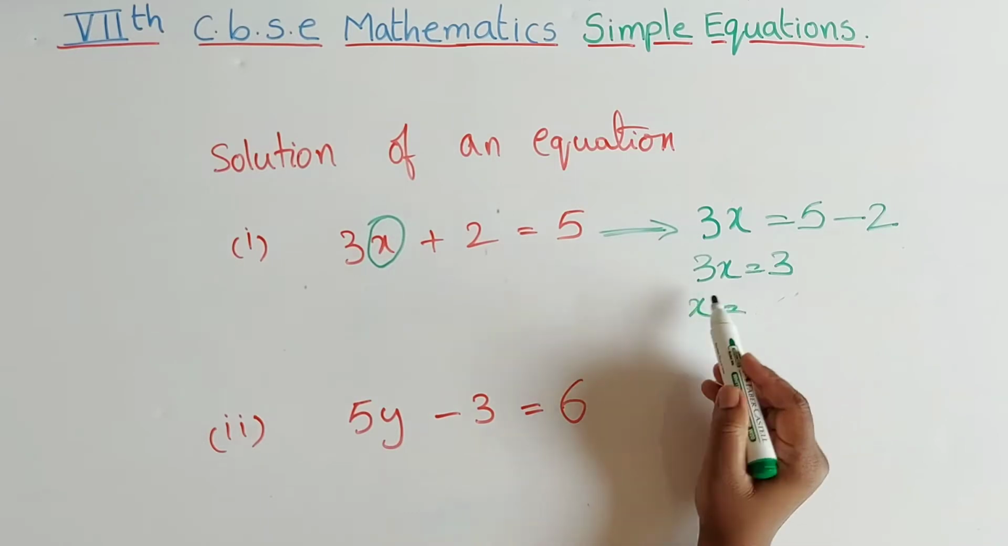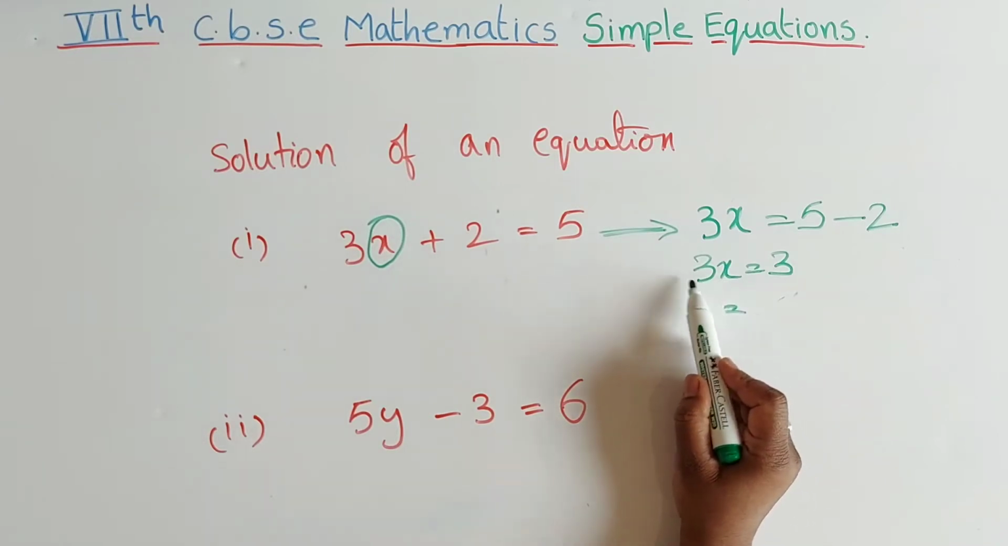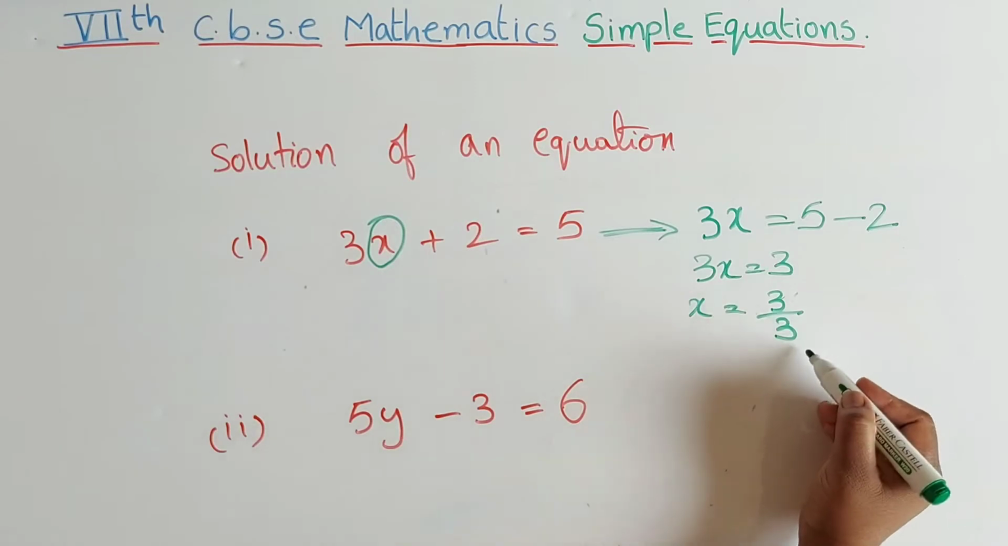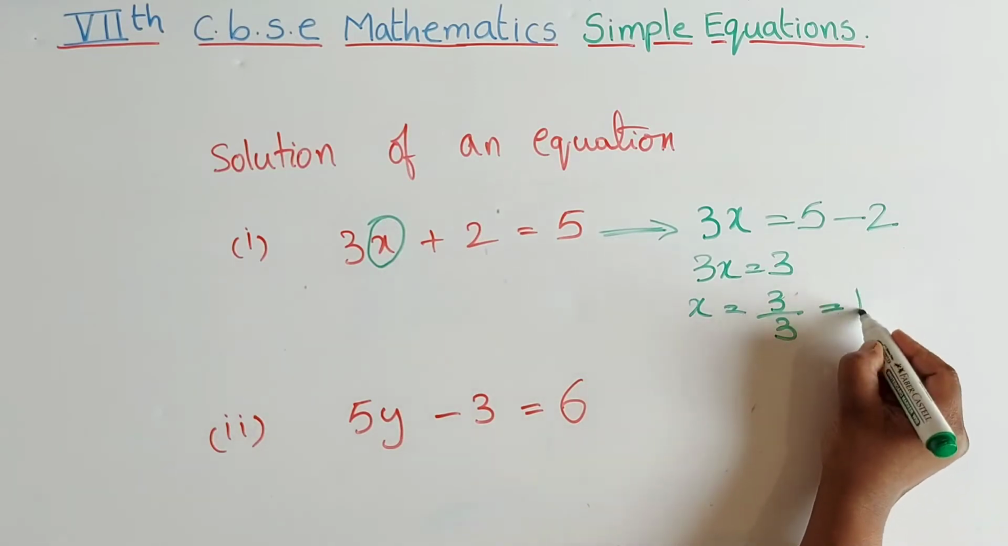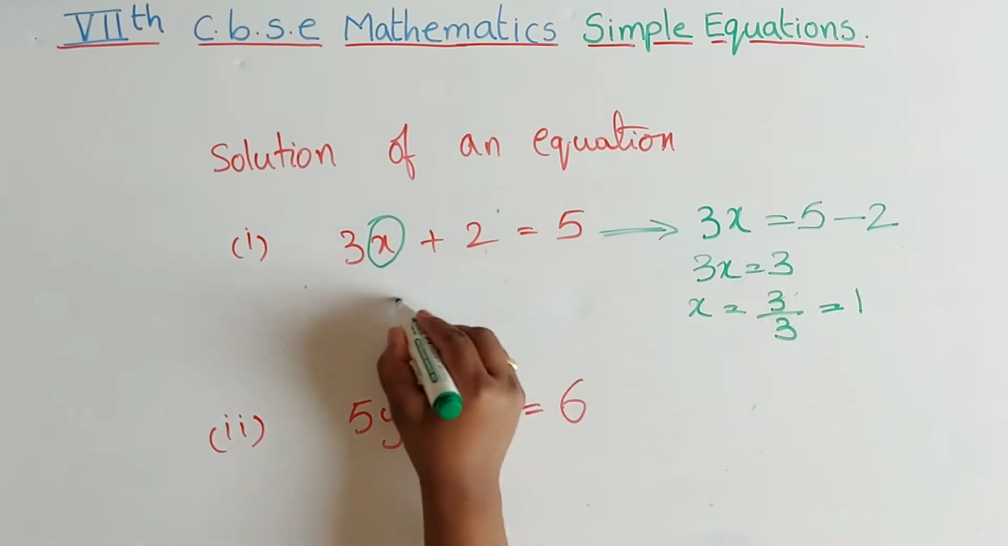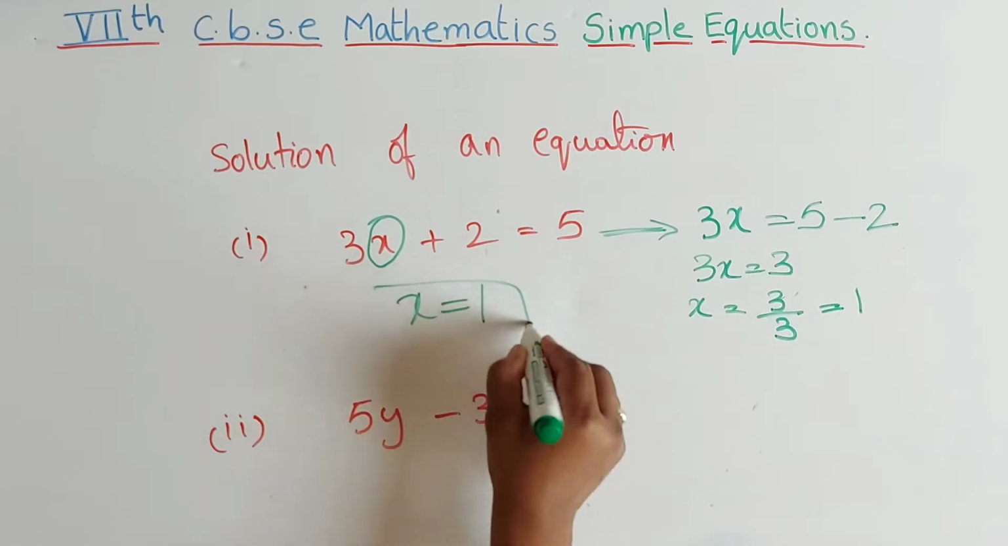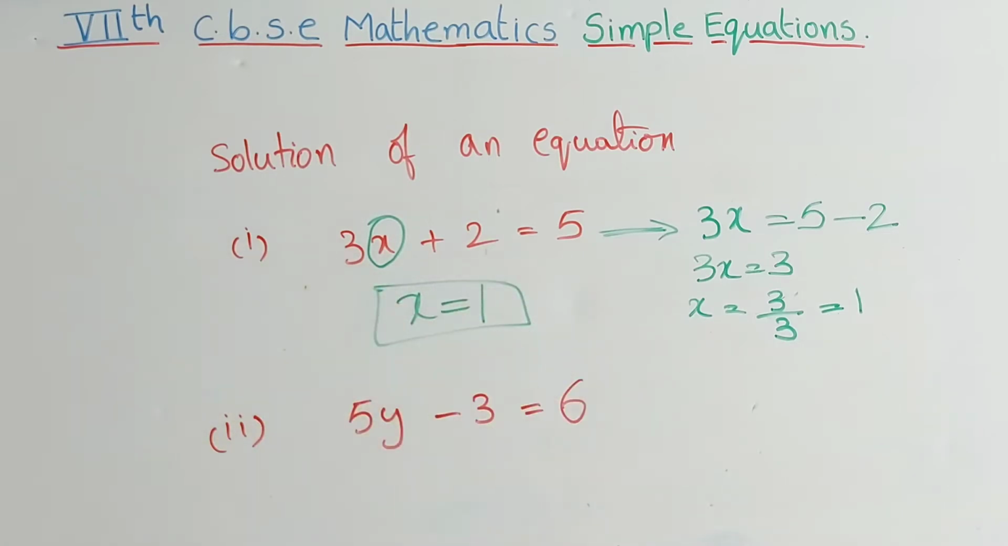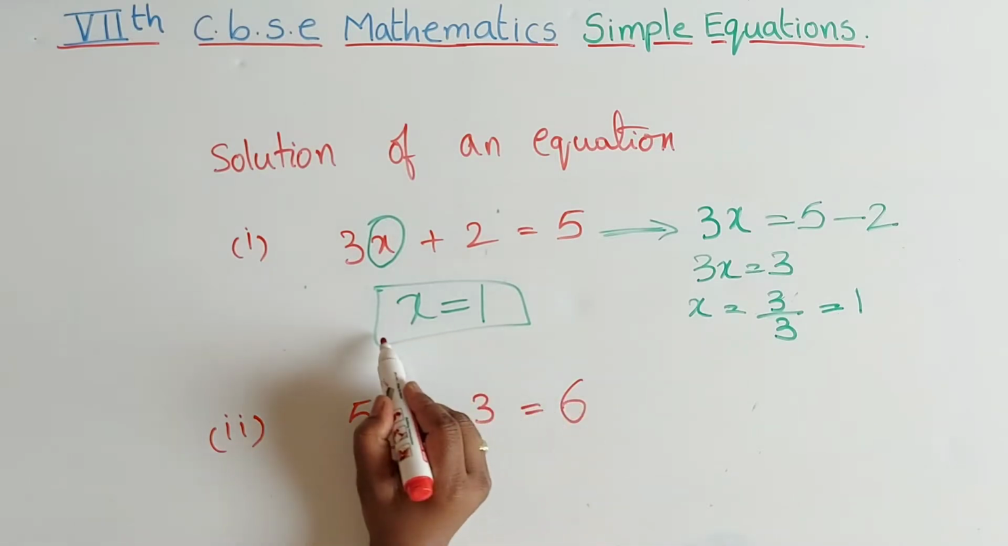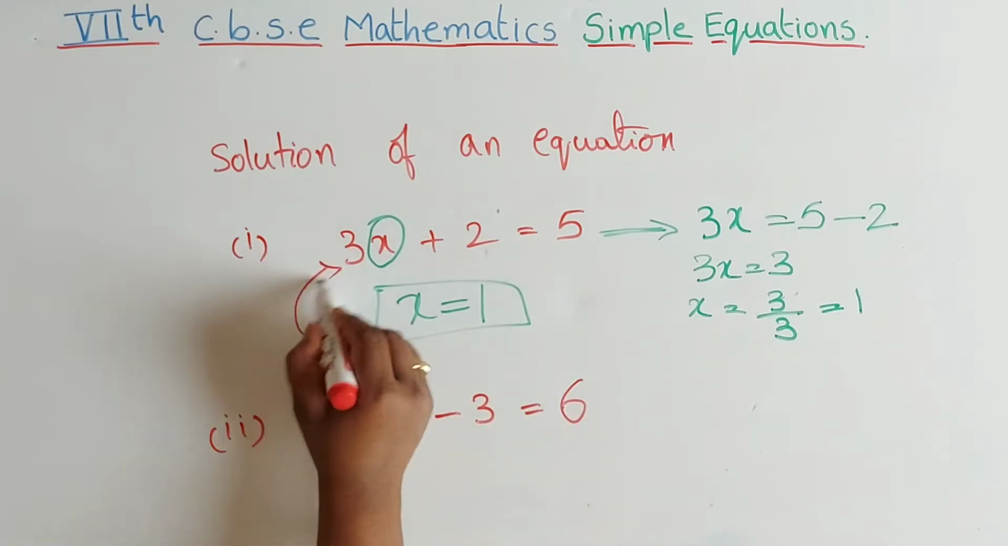x equal to, here 3 is multiplying. If you send it to the right hand side, it is dividing. Now 3 by 3 is 1. What is the x value? Here the x value is 1. Now this is a solution of the equation. Now we'll check whether it is correct or not. Right children? Now put x equal to 1 into this equation.